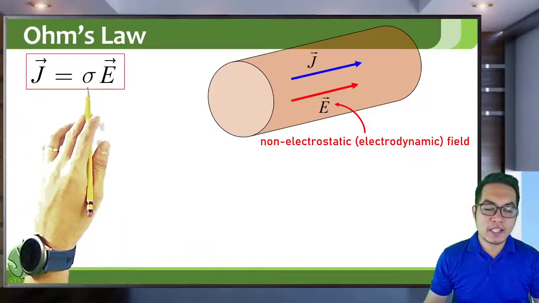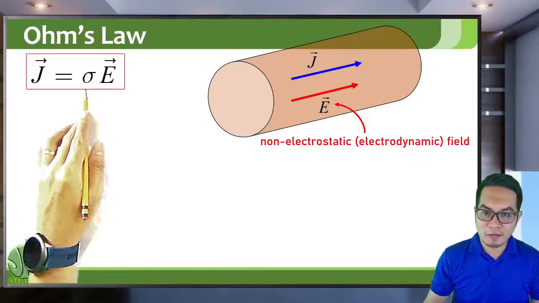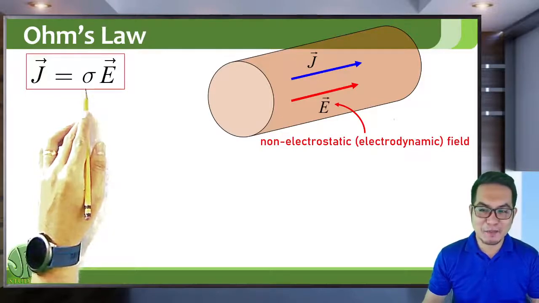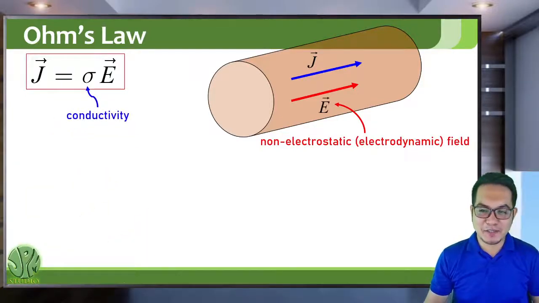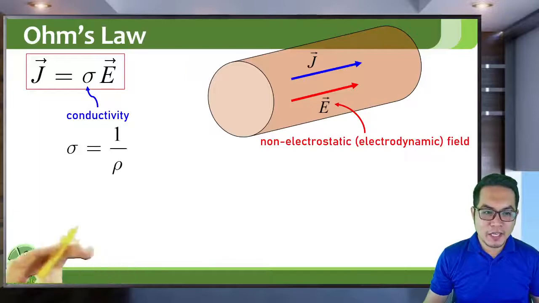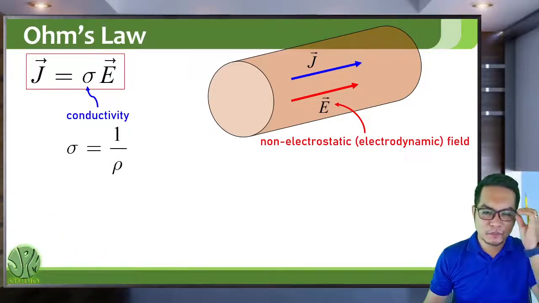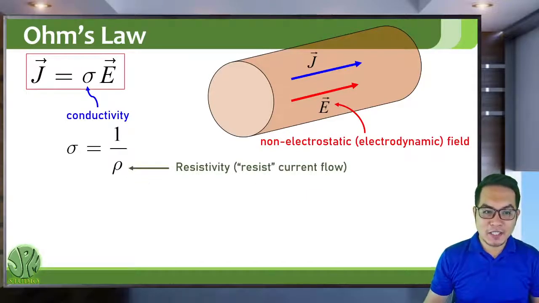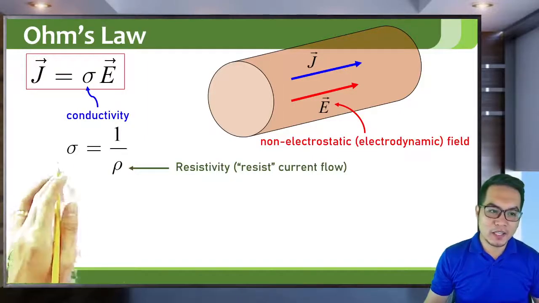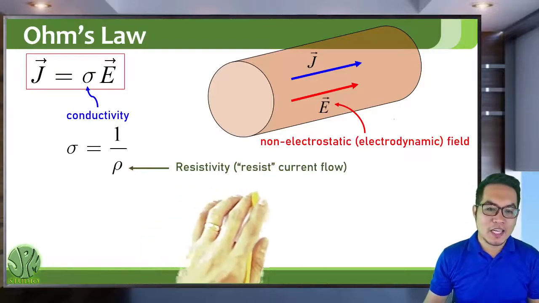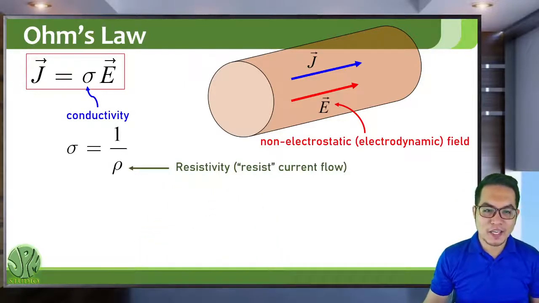J is related to E by this proportionality constant called sigma. And sigma here is not the charge density, but sigma will now be designated as the conductivity. Sorry for the repetitive use of variables. So sigma is the conductivity. This is the measure of how much a material can conduct the flow of charges or conduct current. The conductivity is inversely proportional to the resistivity. So the resistivity is the opposite of conductivity. It resists current flow. So if conductivity lets current flow, resistivity resists the flow of current.